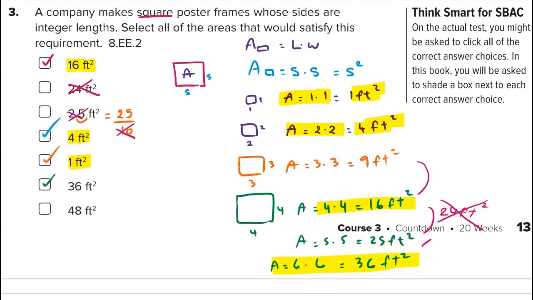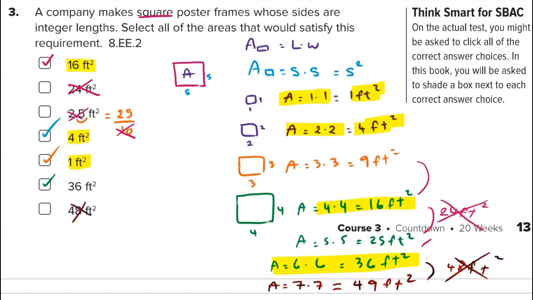Okay, we didn't go far into 48 feet square yet. So we're going to go down one more number. Area of the square with the side length of 7. Right, we have 4, 5, 6, 7. 7 times 7 is 49 feet square. And this is 48. It's between 36 and 49, so it's not a perfect square number. So we can go ahead and cross that out.